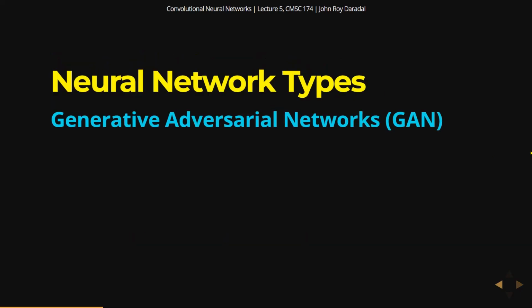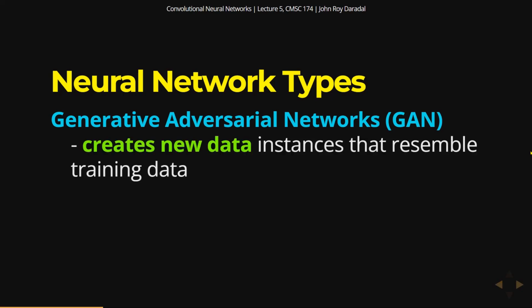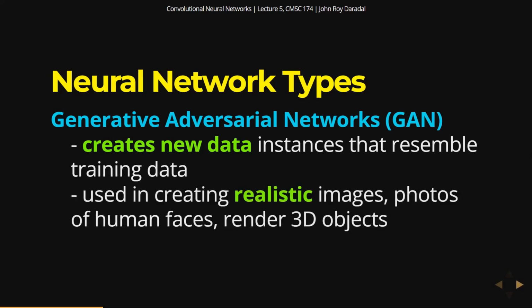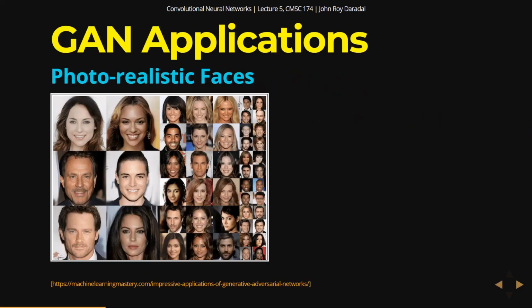Next, we have generative adversarial networks, or GANs. What they do is they try to create new data instances that resemble the training data. So they are used in creating realistic images, photos of human faces, and in rendering 3D objects. So this is the generative part. It creates new data that's similar to the training data. Examples of this are photorealistic faces. These faces here that you can see are generated by a GAN.